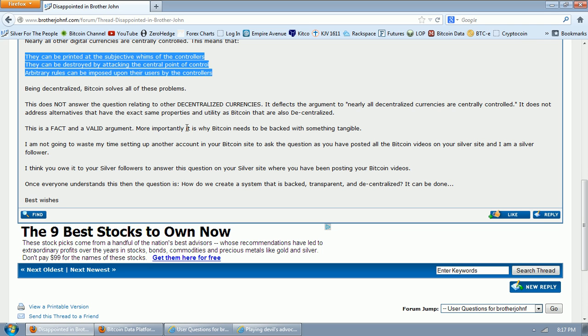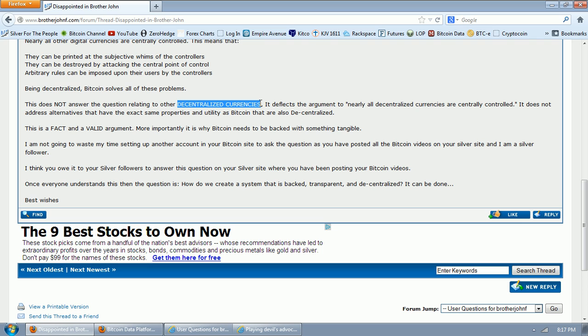This does not answer the question relating to other decentralized currencies. It deflects the argument to nearly all decentralized currencies are centrally controlled. It does not address alternatives that have the exact same properties and utility as the Bitcoin that are also decentralized. This is a fact and a valid argument. More importantly, it is why Bitcoin needs to be backed with something tangible.